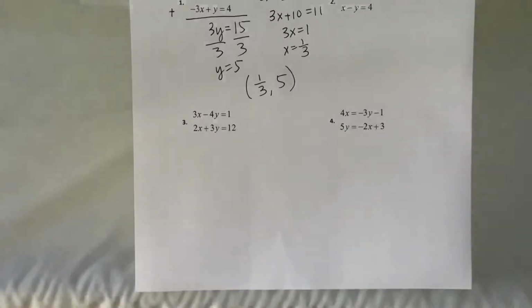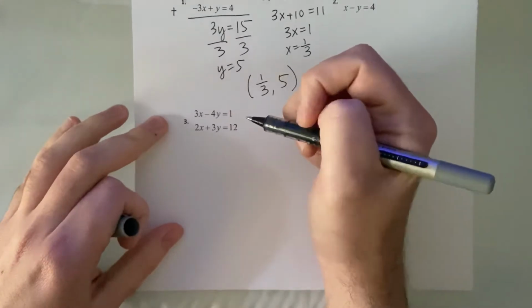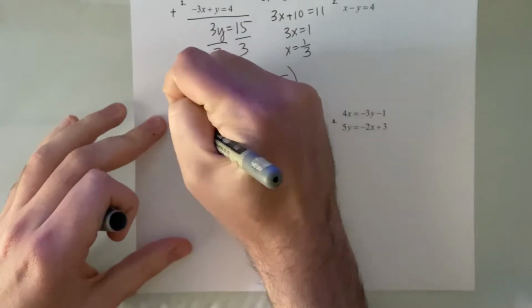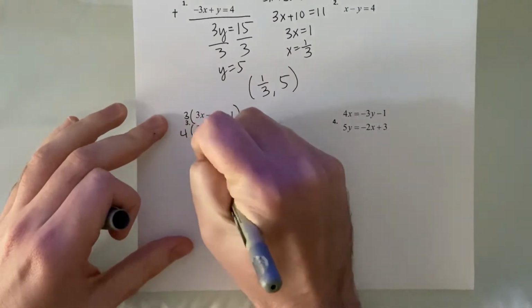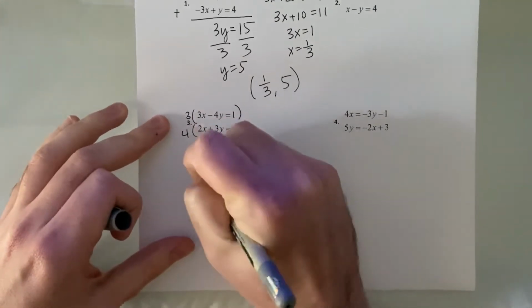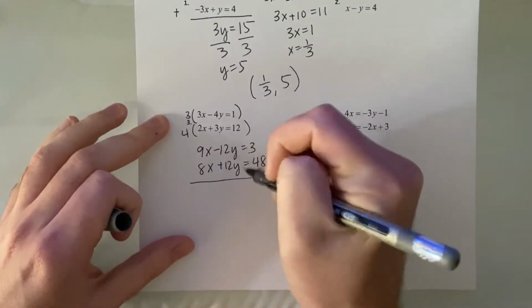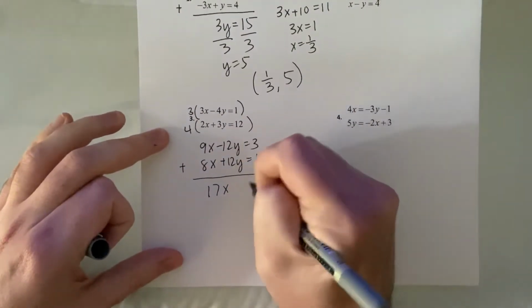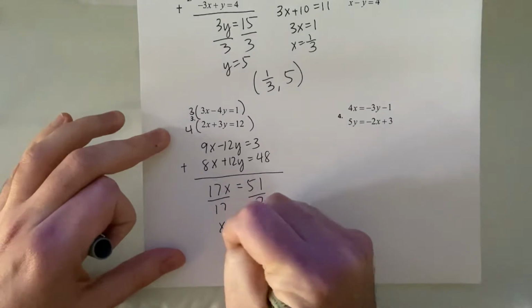There's no nice way to turn a 3 into a 4. So I'm going to usually have to multiply both equations unless one of the coefficients goes into the other. Now I know that 4 and 3 both go into 12. So if I multiply this first equation by 3 and the second equation by 4, I can get 9x minus 12y equals 3. Here I get 8x plus 12y equals 48. So that when I add them together, the y's will cancel. So we get 17x, y's cancel, equals 51. So that when I divide by 17, I get x equals 3.